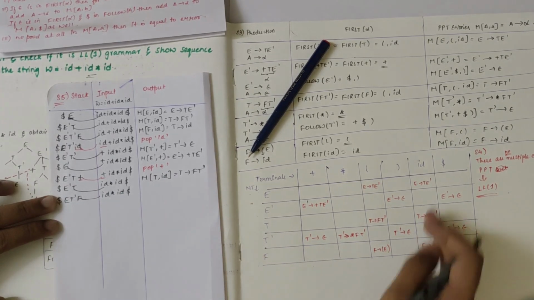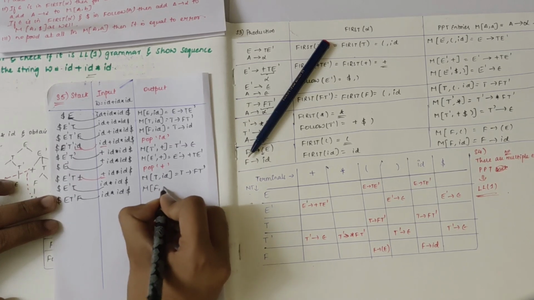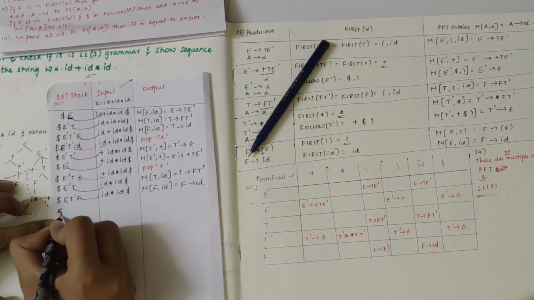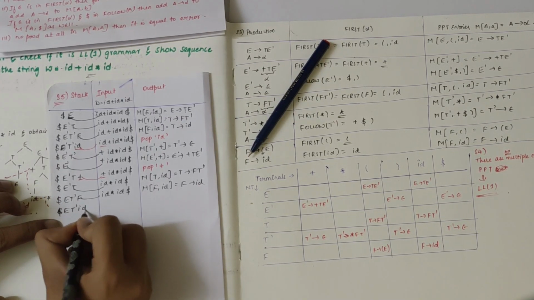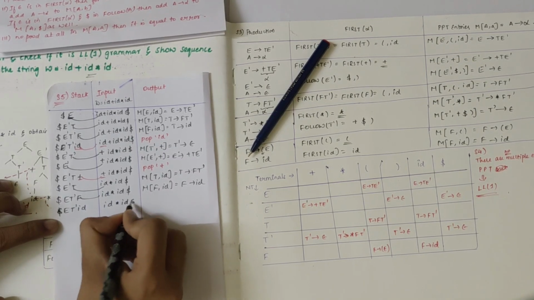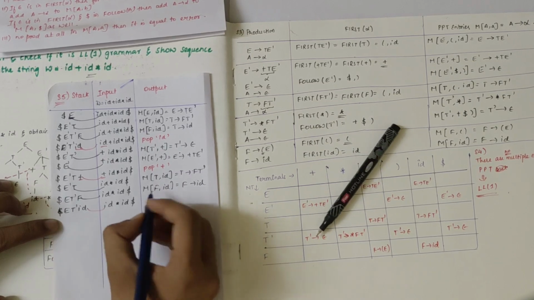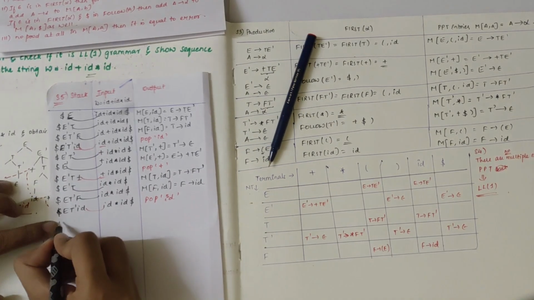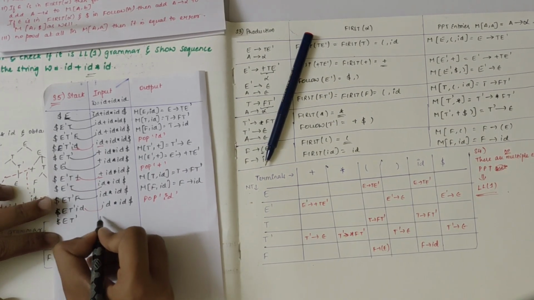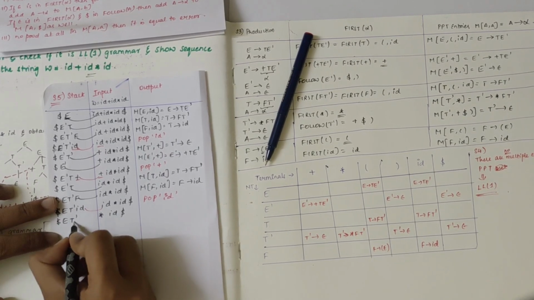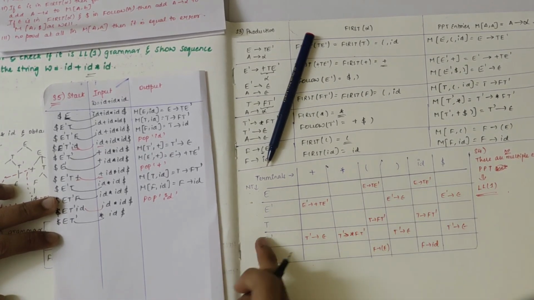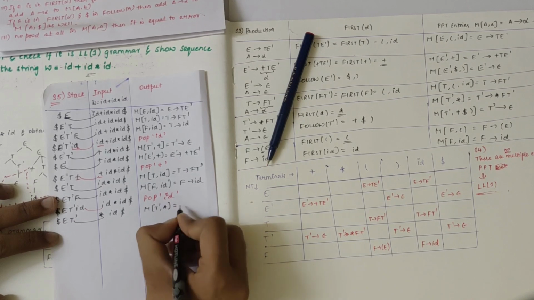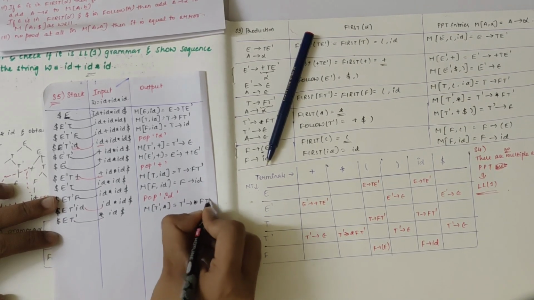F on ID, M of F on ID gives F derives ID. So in the place of F write ID. So $E T dash ID, here also ID star ID dollar. If you see the same symbols are here, so pop ID. So our next step would be $E T dash on star ID dollar. M of T dash on star would give T dash derives star F T dash.